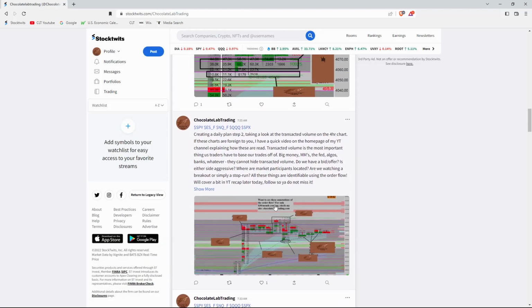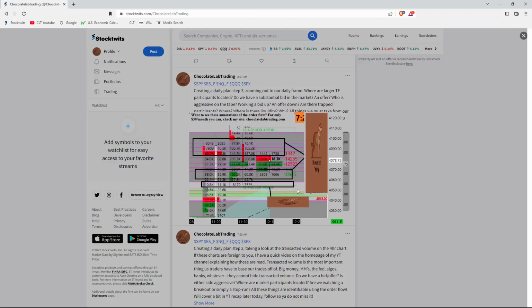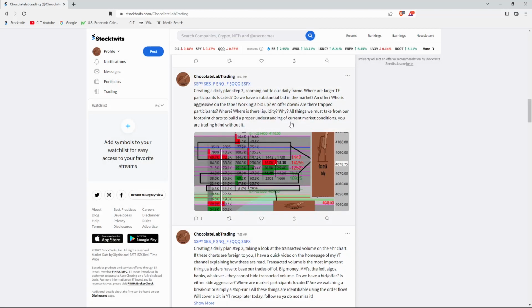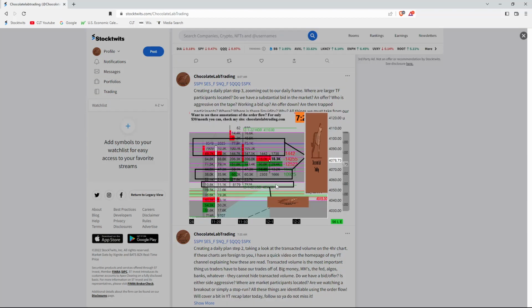So I go from 4-hour and then to my daily chart. So past few days, I want to see where volume is. Do we have an offer? Do we have a bid? Are there trapped participants? All of the same things, but just zooming out on a different time frame, right? Because if we want to be long, we want to make sure we have whatever you want to say, market makers, large hands, whales, algos, on our side, right? If we're going long, we want to see a significant bid, and if we're going short, we want to have a significant offer, right?